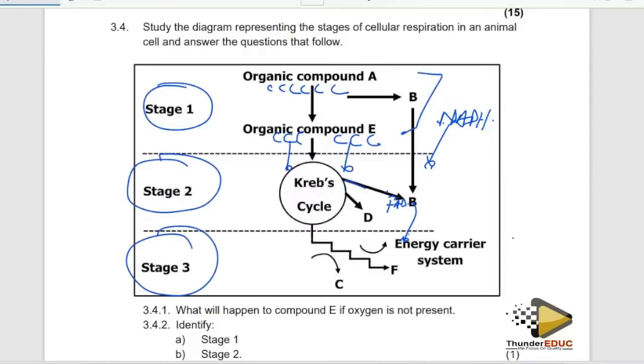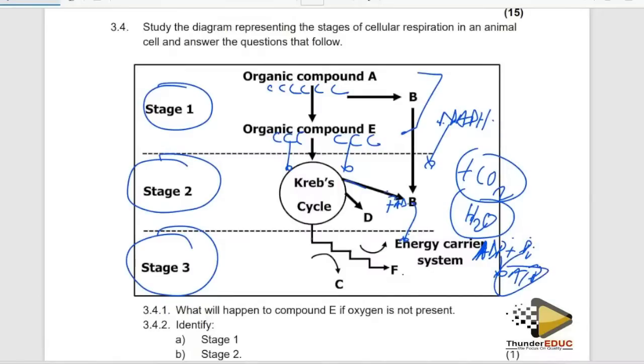So at the end of the day, you will produce H2O as a product, and then you're going to produce carbon dioxide also as a byproduct. So at the end of the day, you produce H2O, and then you will produce ATP: ADP will combine with inorganic phosphate to form ATP. So this is very rich with energy.